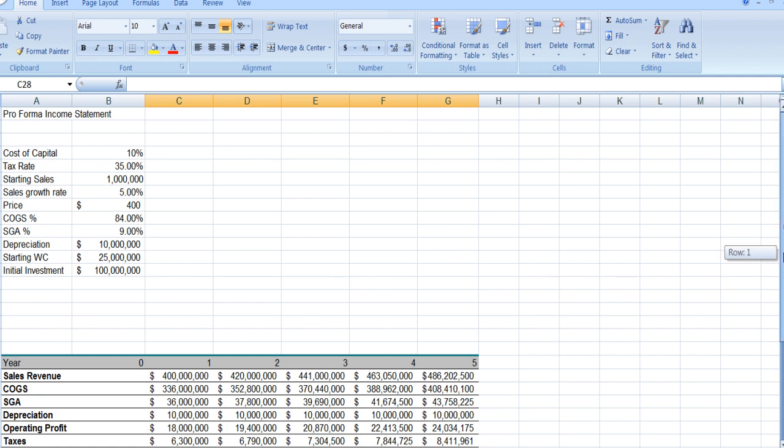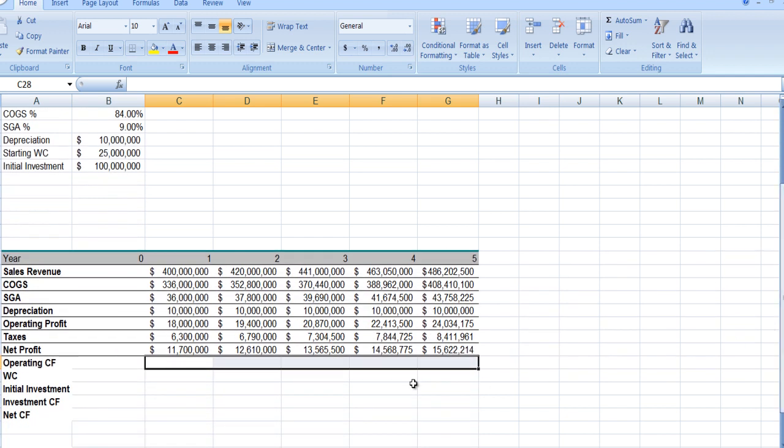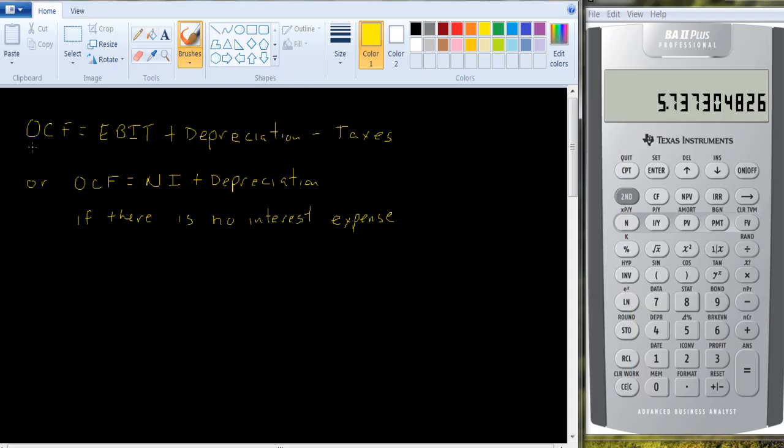So in order to do this, we need to do some calculations. We need to figure out what operating cash flows are, and then once we figure out all the net cash flows, we can calculate NPV and IRR. So if we take a look here, operating cash flow can be calculated as earnings before interest and taxes plus depreciation minus taxes.